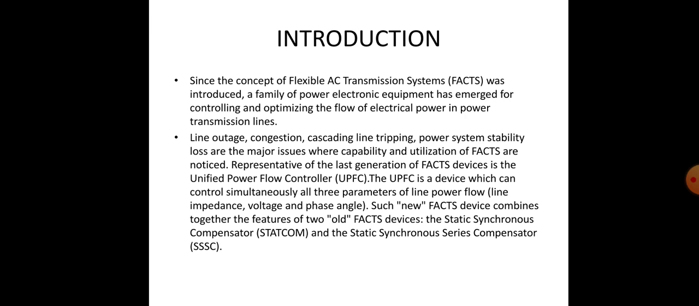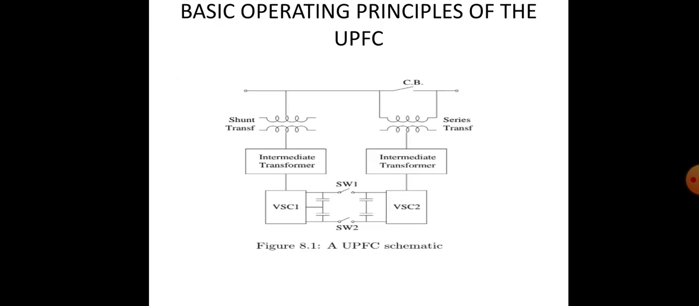It consists of two voltage source converters. One is shunt connected and the other is series connected. The DC capacitors of the two converters are connected in parallel. And this is the basic operating principle of the UPFC. Here you can see that one reactor is connected as a shunt, and another is connected in series. We have two intermediate transformers and two voltage source converters connected across the series capacitors.